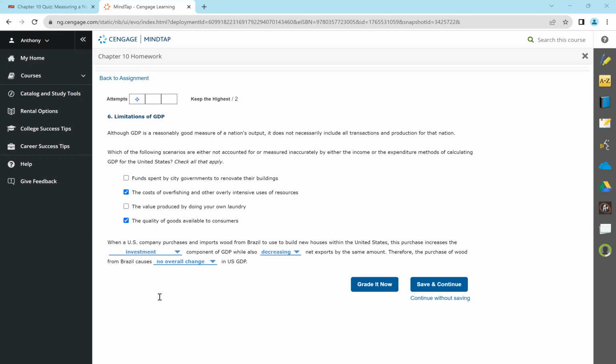These are pretty confusing because I'm trying to read them on Chegg too, funds spent by the city. All right, I think this is it. So the reason doing your own laundry doesn't contribute is because you can't pay yourself to do your own laundry. Government spending is investment. So it is accounted for, I guess.